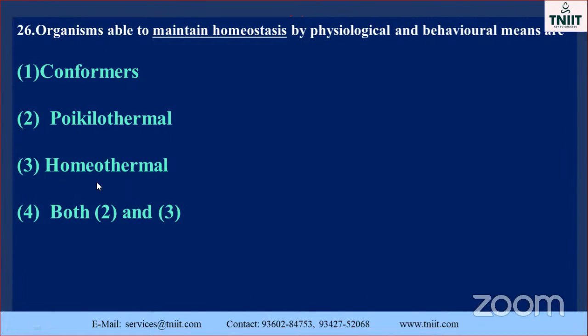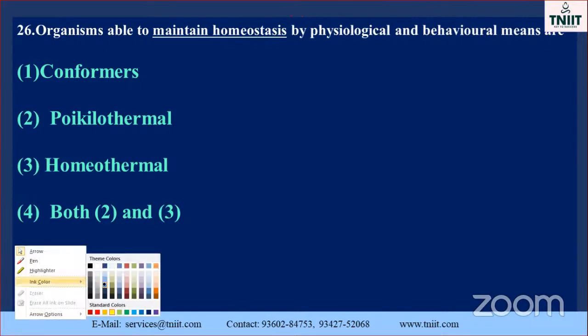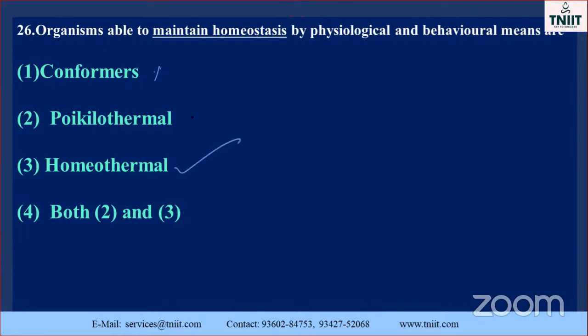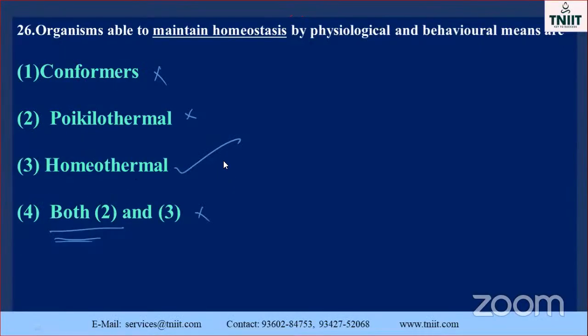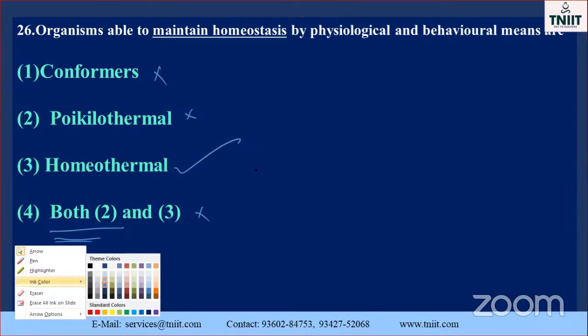The third one, homeotherms, maintain homeostasis. Okay, animals that maintain internal body temperature are called homeothermal animals. So these three will not come. What conformers and poikilotherms are, you already know. Sometimes it is a confusing answer. Okay, my dear, what is the next one? Homeothermal or warm-blooded animals can maintain their internal body temperature. They are referred to as regulators. Suppose instead of homeotherm, they may give regulator like that.